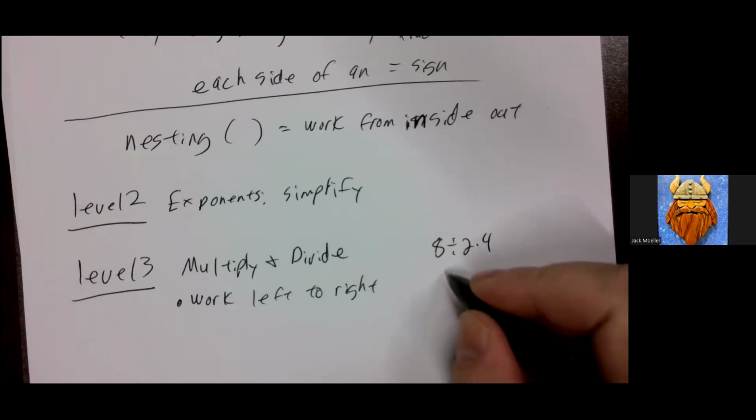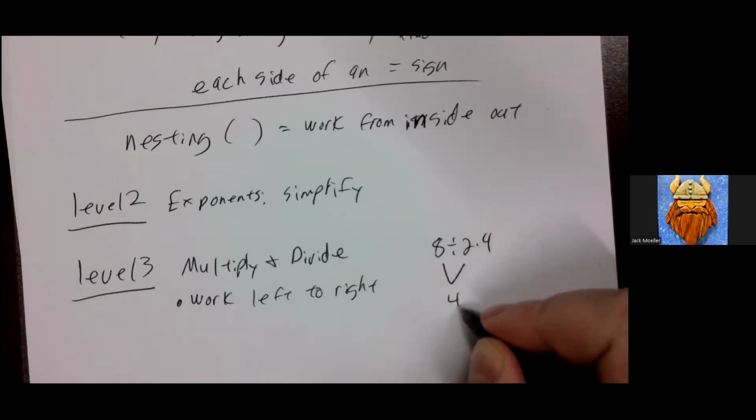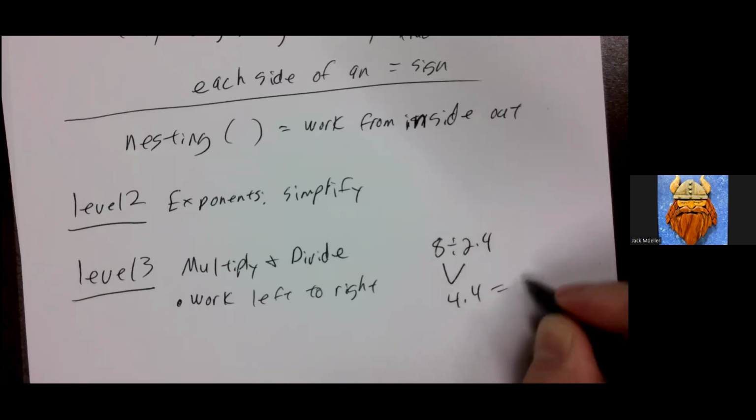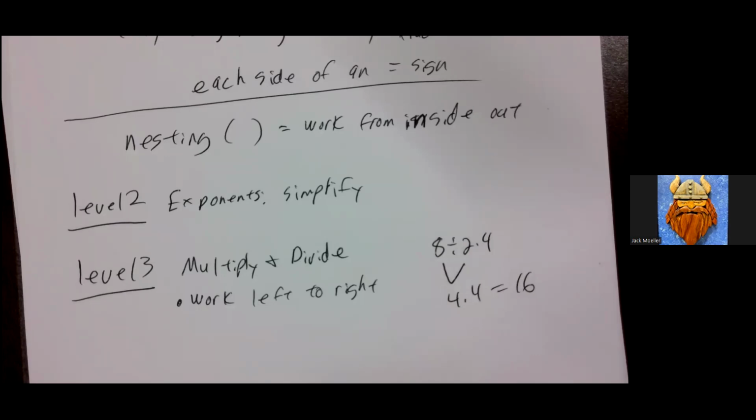So the first thing you would do is 8 divided by 2 is 4, and then 4 times 4 is 16. If the multiplication was on the left, then we do the multiply first and the divide second. Okay, so that's the third one.